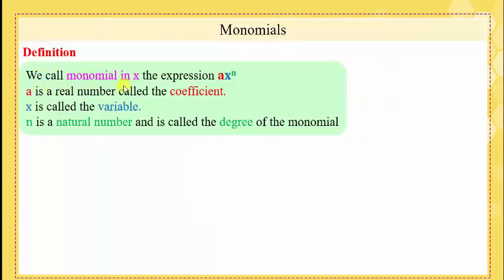Definition. We call monomial in x the expression a x exponent n. a is a real number called the coefficient. x is called the variable. n is a natural number and is called the degree of the monomial.